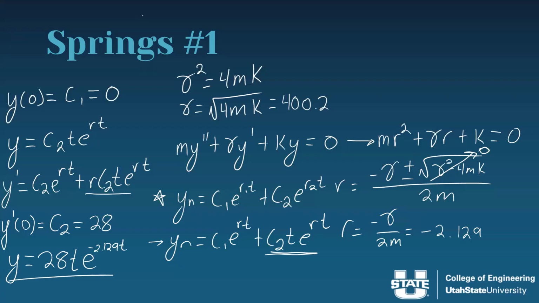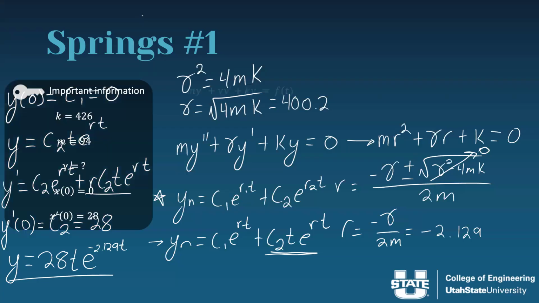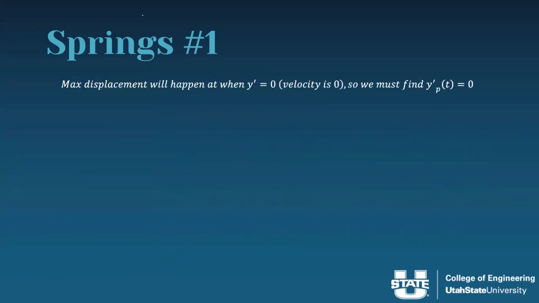But what was the problem originally asking for? Max displacement, so we're not done yet. Yes, max displacement, this is back to your Calc 1 days. You find a maximum when your derivative is equal to 0. So all we need to do, we take our y equals 28t e to the minus 2.129t. We take the derivative.